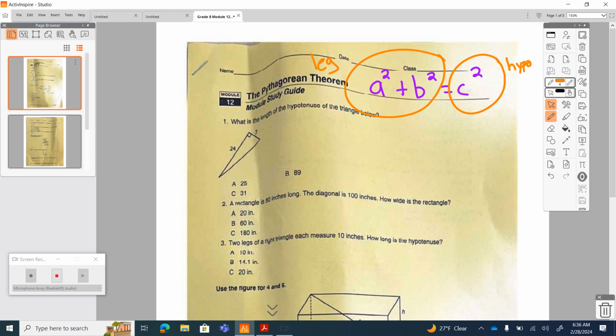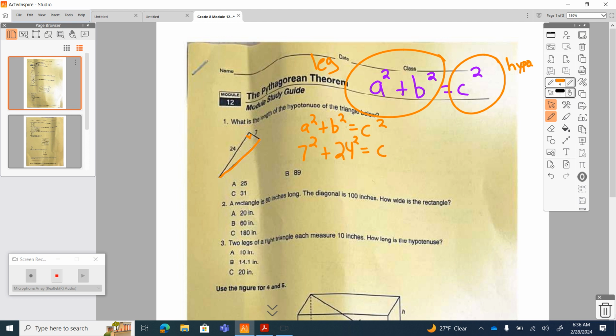In this problem here, this is the side that we're finding. It is opposite the right angle. The side that we're finding does not make up the right angle, so it's the hypotenuse. So we're going to use a squared plus b squared equals c squared. 7 squared plus 24 squared equals c squared.